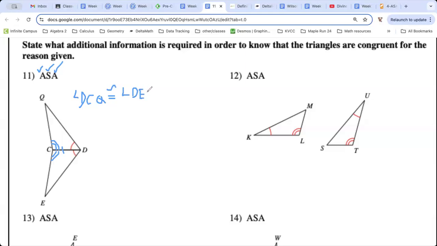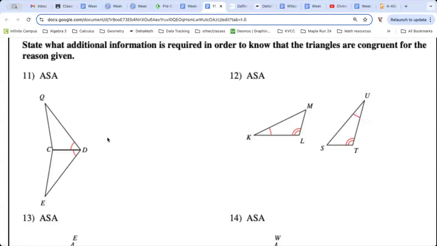So DCE. Okay. DCE. Yes. If those two angles are congruent, then we can use angle, side, angle, and those two triangles will be congruent. Okay? All right. Move on to the next one.